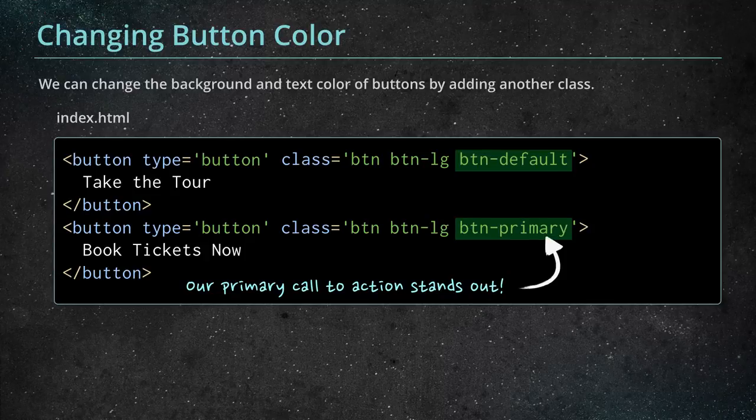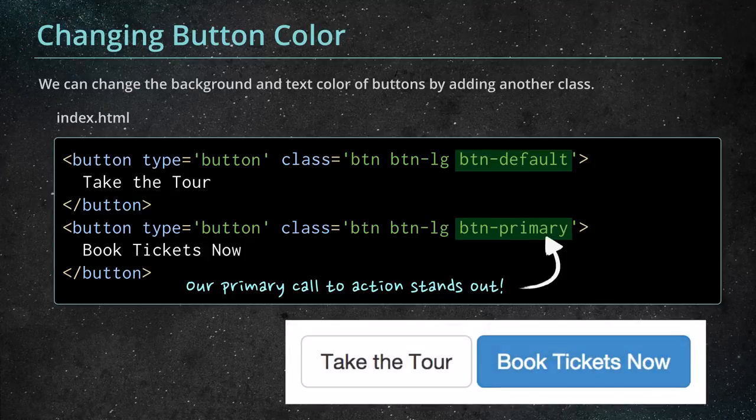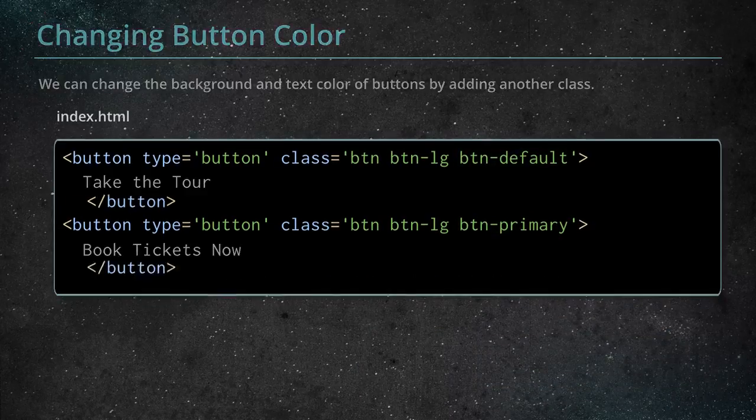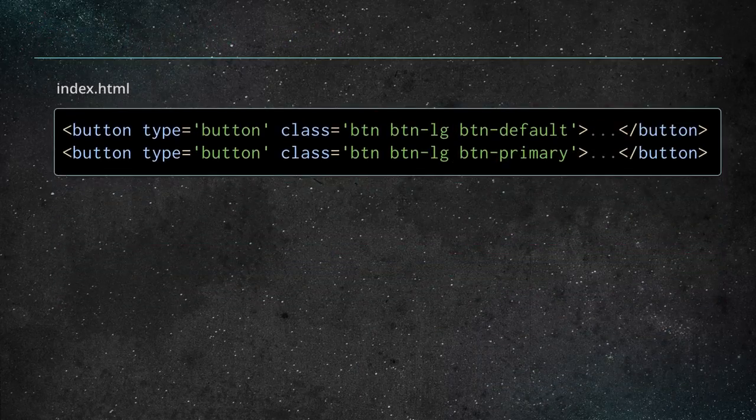Now, if we check these out in the browser, we'll see the Tour button has this white background, while the Book Tickets Now button adds the first real touch of color to our page, which will immediately draw attention to it. We're not limited to white and blue for button backgrounds though. Bootstrap provides a handful of other colors that we can work with.